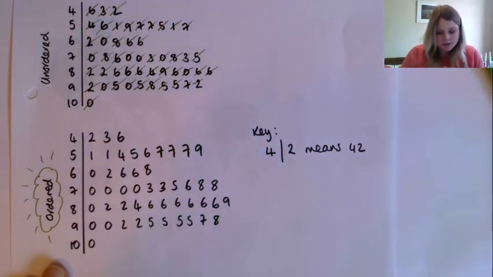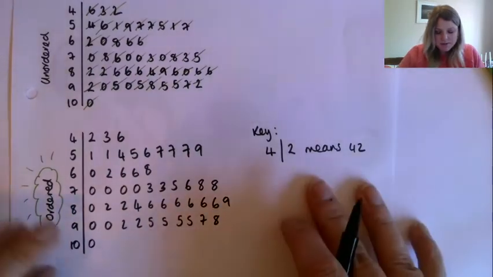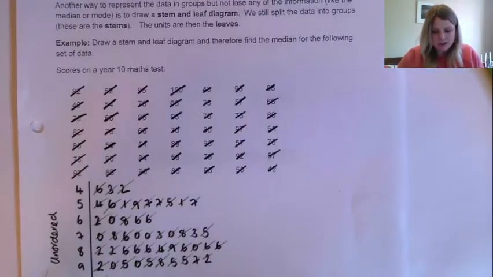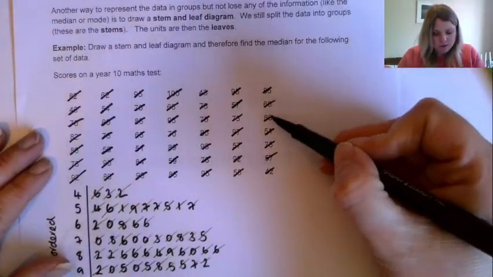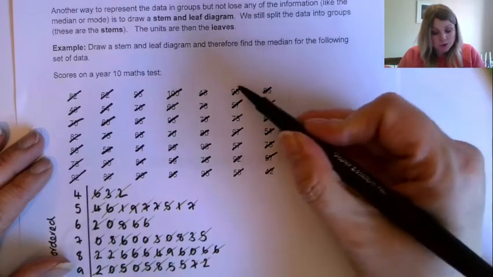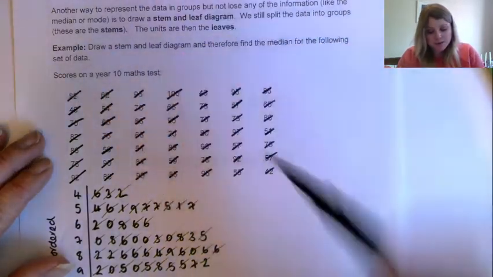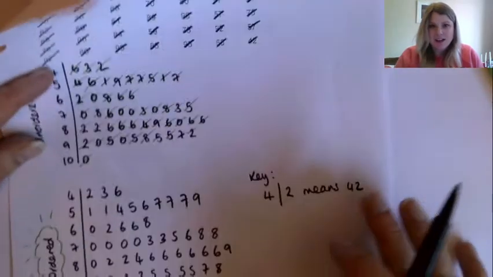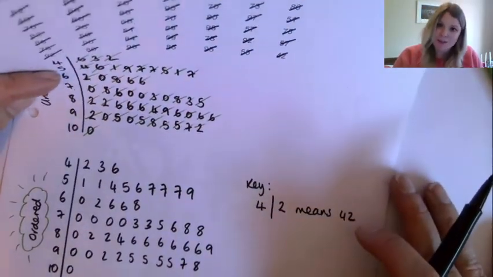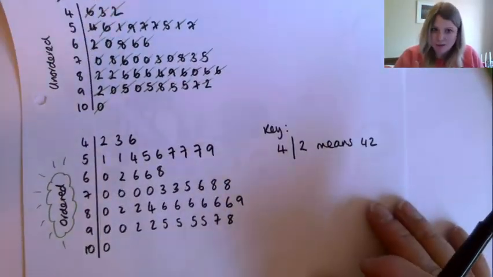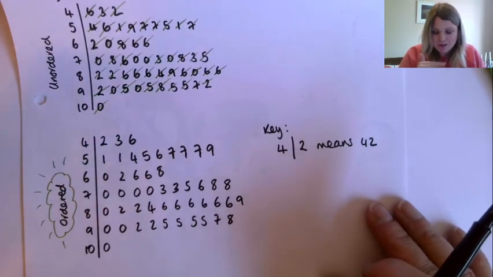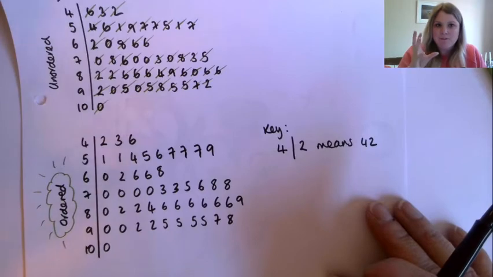Okay. So this question had also asked us to find the median. Well, remember, the median is the middle number. So let's have a look and see how many pieces of information we had. 1, 2, 3, 4, 5, 6, 7. There's 49. To find the median value, you add one on and divide by 2, so add one on to 49, we get 50. Divide by 2 gives us 25. The median value is going to be the 25th value.